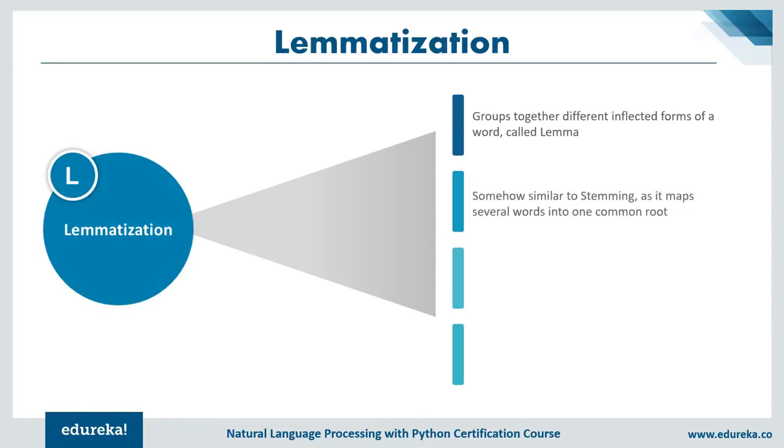It is somehow similar to stemming as it maps several words into a common root. Now, one of the most important things to consider is that the output of lemmatization is a proper word. Unlike stemming, where we got the output as GIV, which is not any word, it's just a stem. For example, if lemmatization works on gone, going, and went, it all stems into go, because that is the root of all the 3 words here.